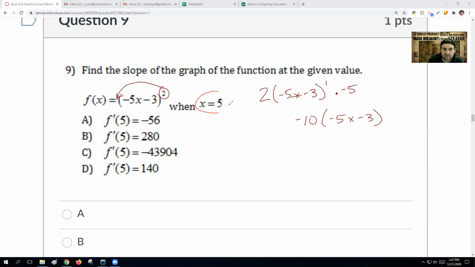What we need to do now is plug in 5 to find the slope. So what's -10 times -5 times 5 minus 3? That'd be -25 minus 3, -28. -10 times, you know what? I started writing the answer down before you. -10 times -28 is a positive 280.